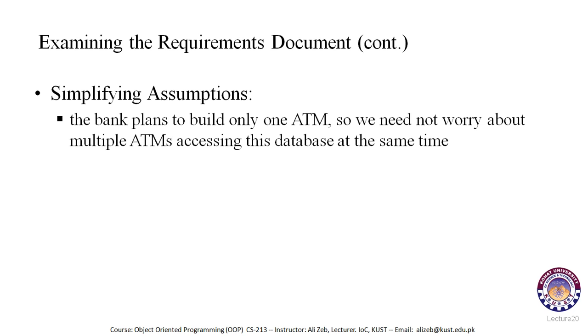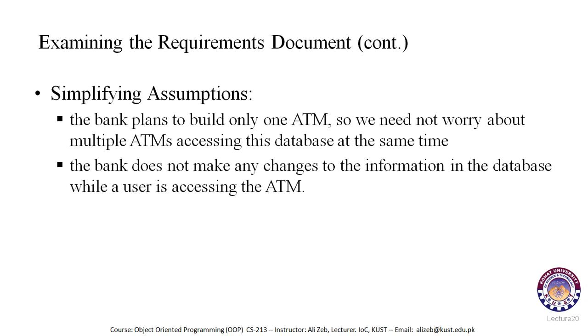Simplifying assumption. For obvious reasons, this is a very simple, simplified assumption of an ATM machine. The bank plans to build only one ATM, so we do not need to consider the vast network of ATMs that can access the bank's database at the same time. The bank does not make any changes to the information in the database while the user is accessing the ATM.